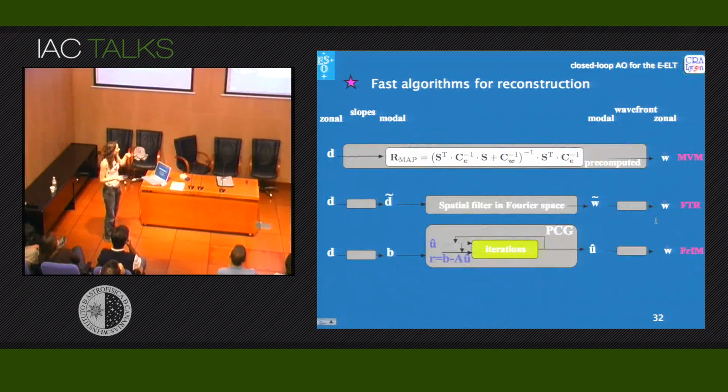And the last one is the one I implemented, is about moving the data in another space, which is fractal space, and you apply an iterative algorithm to estimate the wavefront. So these three were compared.